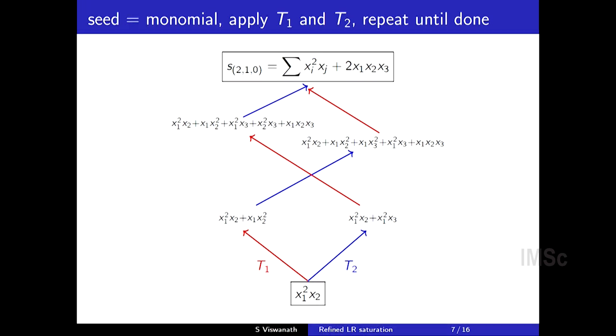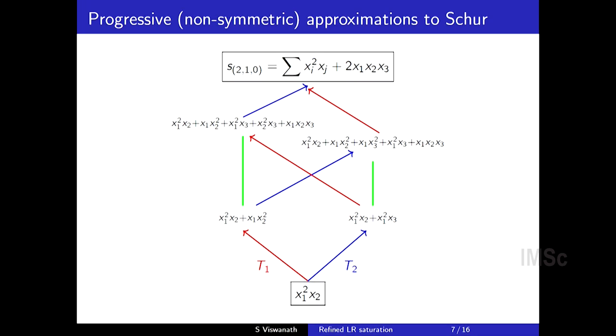So there are six polynomials in all, the basic seed being the starting monomial and the apex being the Schur polynomial. So I'm just going to complete this into a hexagon there. The two green arrows don't mean anything at this point. So what's the point of doing this in this third way? What it gives you is progressive non-symmetric approximations to the Schur. The fermionic symmetrization would just take this as input and spit that out as output.